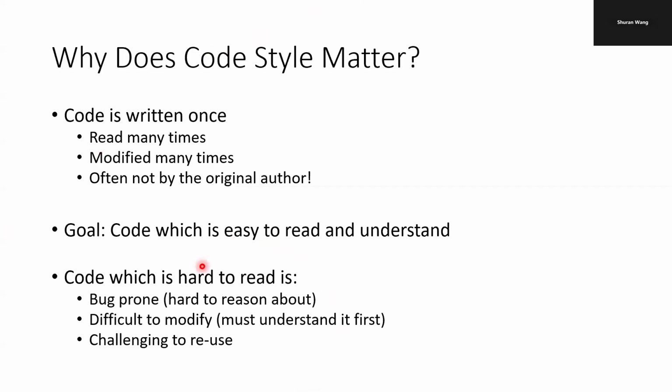Code which is hard to read is bug prone. When you're trying to debug, you won't be able to follow what was done. It's difficult to modify because you must understand it first and then modify. And it's challenging to reuse.